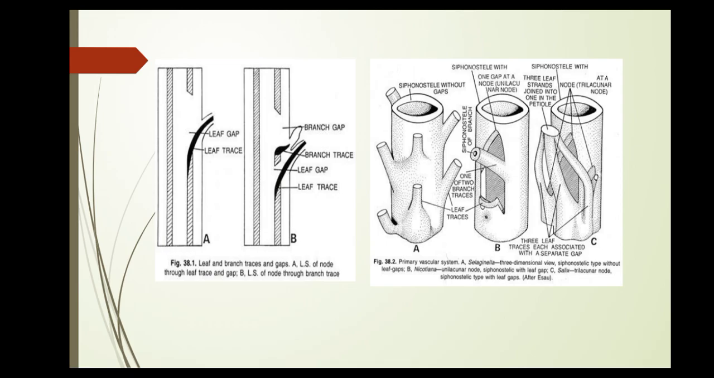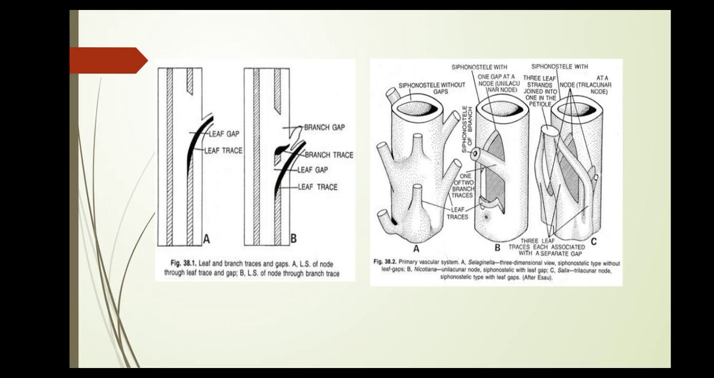Here the first picture shows the leaf and the branch traces and gaps. A shows the LS of a node through the leaf and gaps, and B is the LS of the node through the branches. We can differentiate the leaf traces and the leaf gaps in the branch and the leaf.